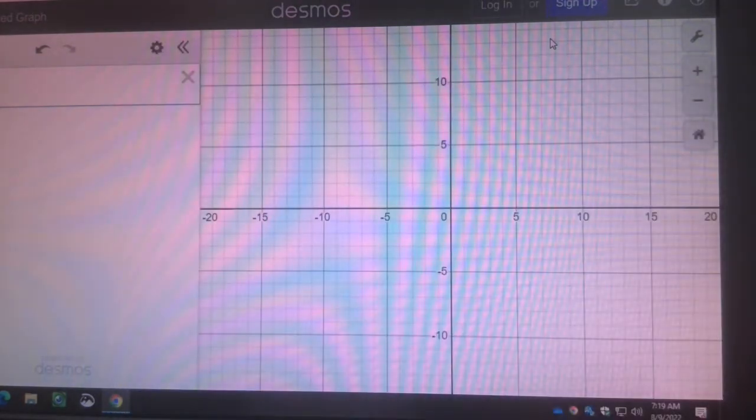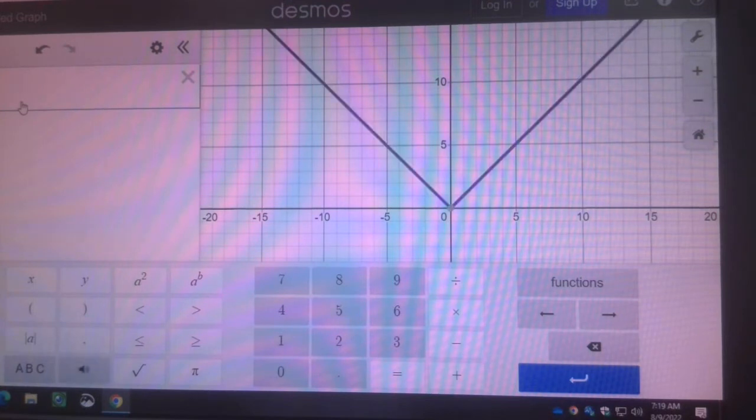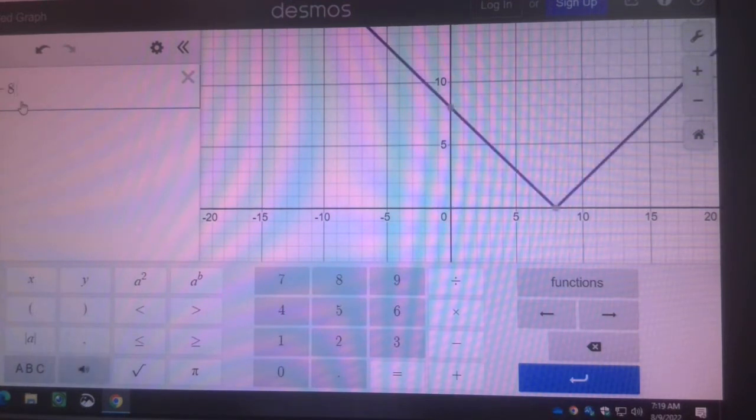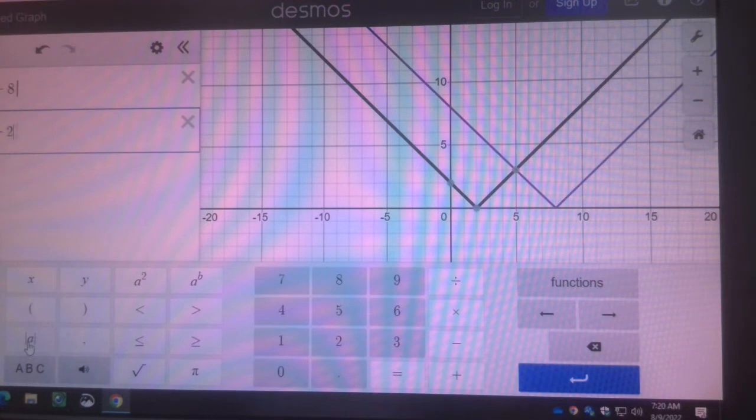So, here we go. The absolute value of x plus 8, and there it is right there, equals the absolute value of x minus 2. And we just take our cursor, hang it right over there, 5, 3. So 5, 3 would do it. That's it, guys.